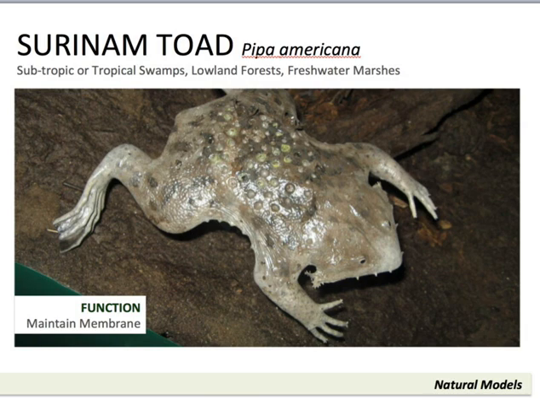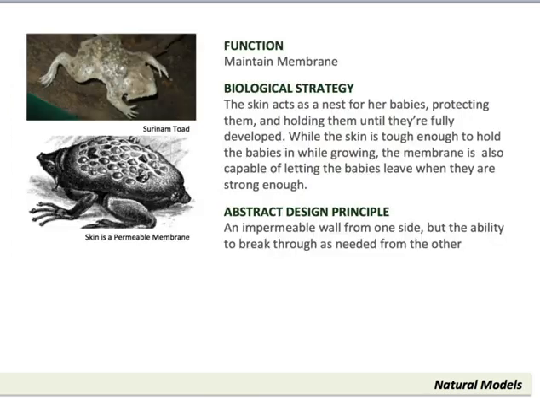The example of the Suriname toad is also of a function, and it's also a kind of membrane, using more engineering terms. In this case, the skin of the toad serves as a nest for the babies, for their offspring. It provides mechanical and physical protection, and holds them until they are fully developed. While the skin is tough enough to hold the babies and provide mechanical protection, it also allows them to grow, and when the offspring are strong enough and ready to pop out, they break the skin. So the design principle that can be abstracted is an impermeable wall from one side, but with the ability to break through as needed from the other.